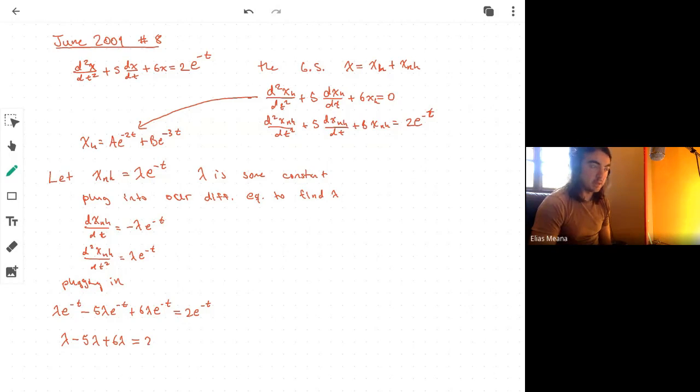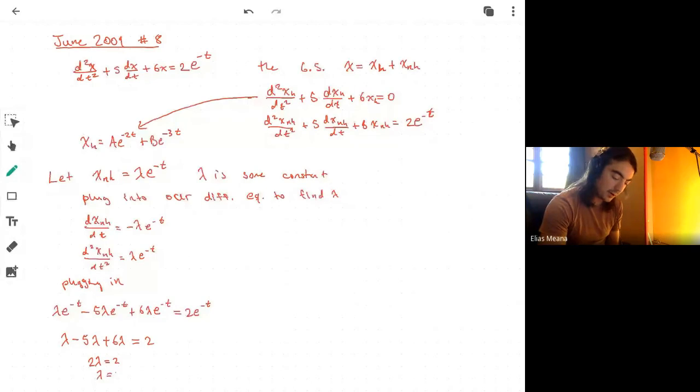Right? Well, no surprise here. We end up with 2 lambda equals 2. So lambda equals 1. And that tells us that if our assumption's correct, which it is, then our non-homogeneous part is just e to the minus t.